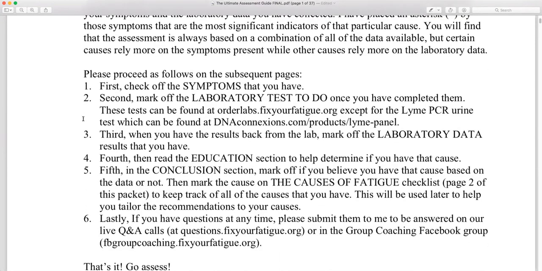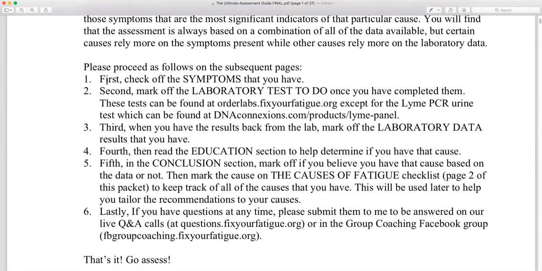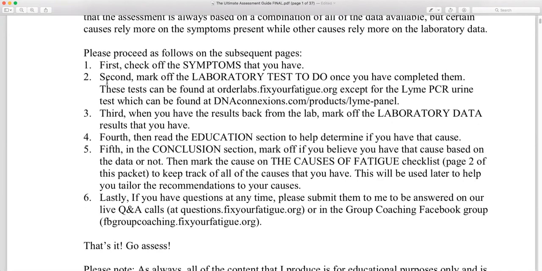So here's the how-to. The first thing that we're going to do is check off all of the symptoms that we have. Then we're going to mark off the laboratory tests that we have done. And it tells you exactly which laboratory tests to do. I've got the website here of where to go to order the lab tests, and that's where you'll find all of them except for this Lyme PCR panel, the DNA Connections test, and I've got the link there. You can go order that.